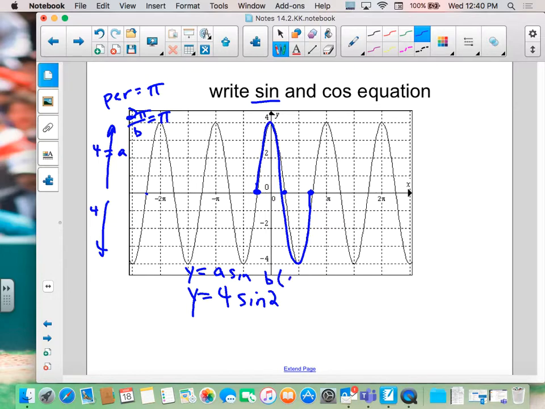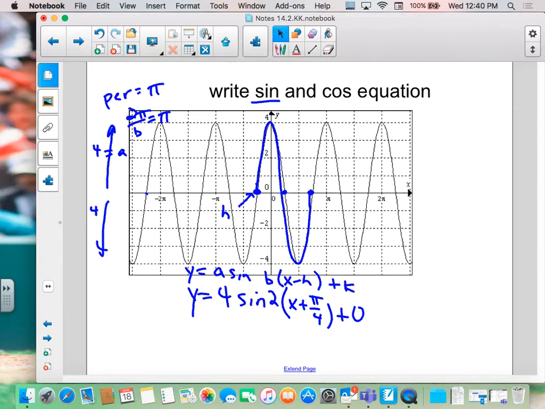Then I'm going to do my shift to the right and to the left. I went to the left one space. One space is a 4th of pi. Left is plus. So again, I'm reading everything from the graph. Here is my h. It was left 1/4 of pi. And my k is if I go up and down. This one did not, so you don't need the plus 0. I'm just putting it there to emphasize it so that you can see your equation. That's hard. Now, let's do a cosine wave.